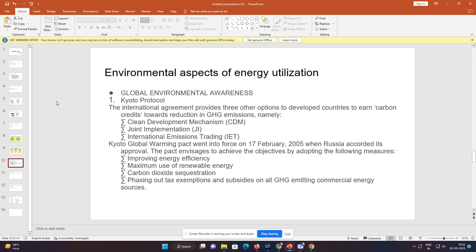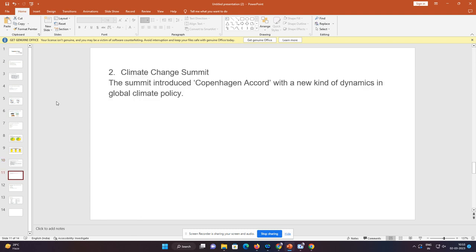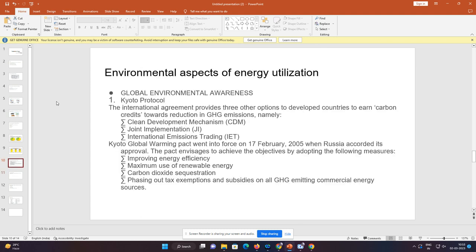The objective of the convention was to achieve stabilization of greenhouse gas concentration in the atmosphere at a level that prevents dangerous anthropogenic interference with the climate system. So here, the first one is the Kyoto Protocol, and the second one is the climate change summit.